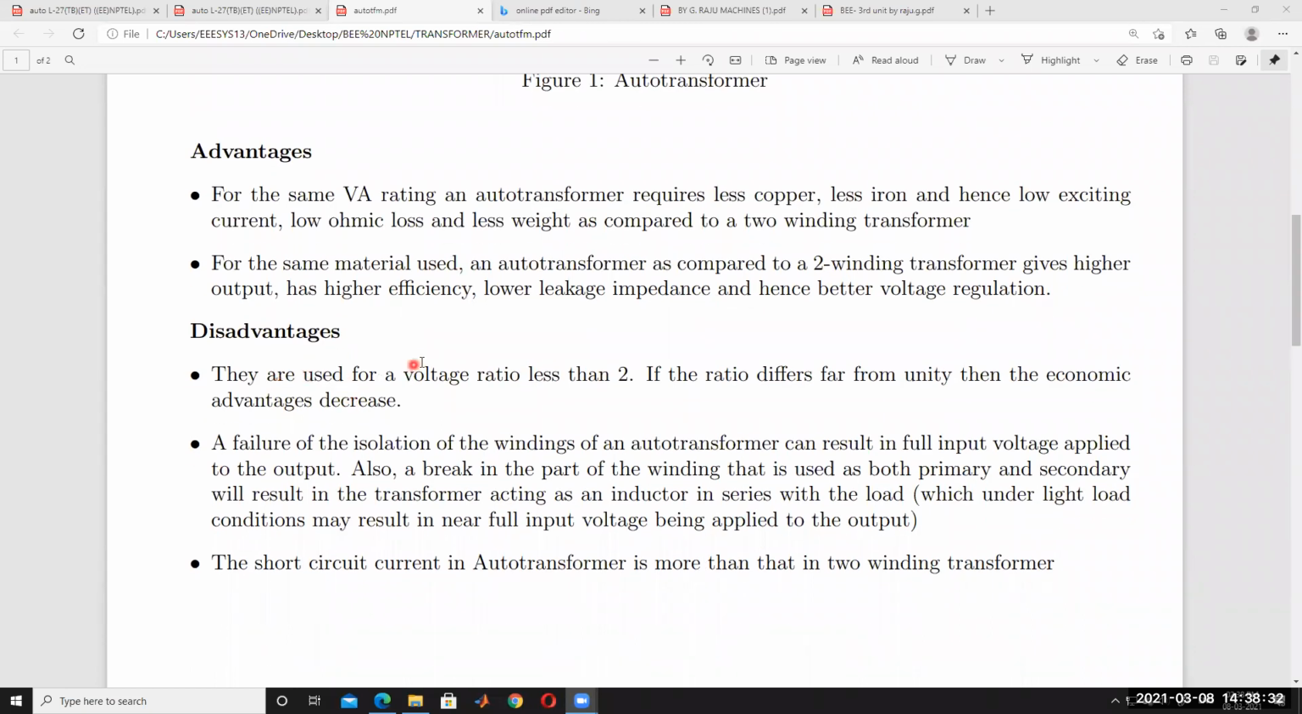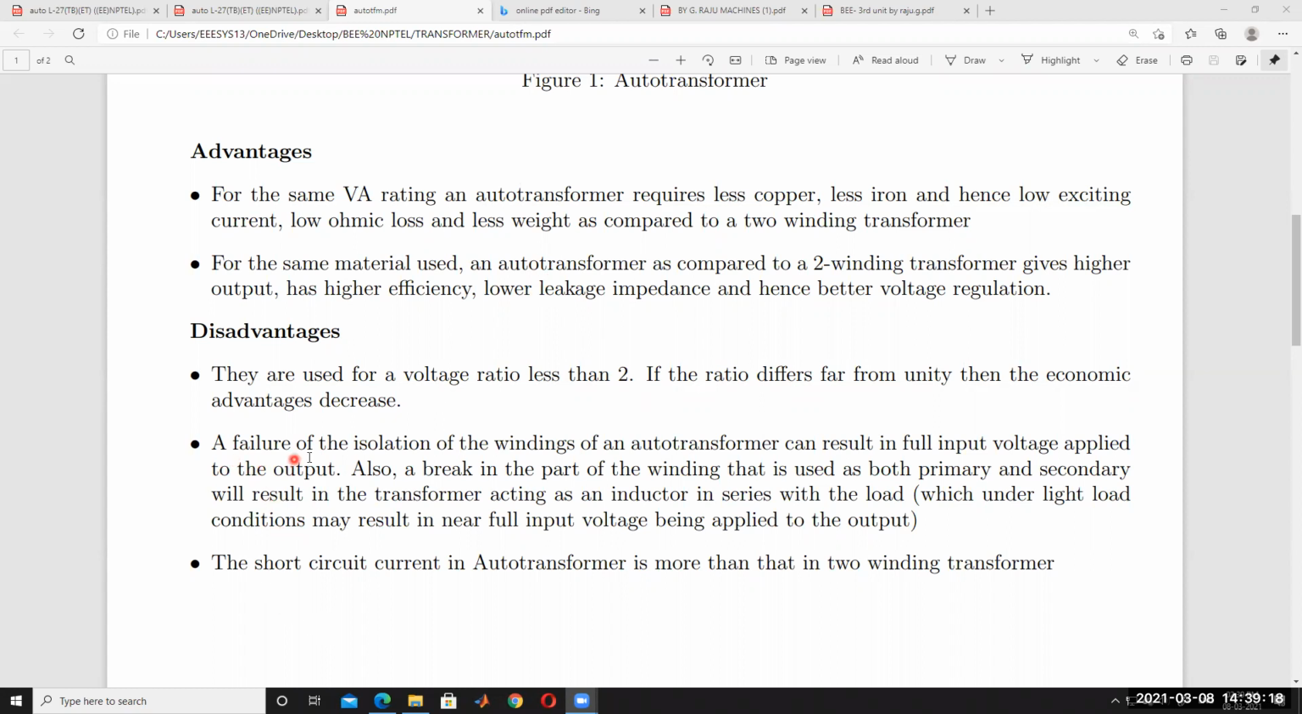But some disadvantages are also there. They are used for voltage ratios less than 2. If the ratio differs far from unity, the economic advantage decreases. Understood? They are used for voltage ratios less than 2 only. So the voltage ratio must be less than 2. If the ratio differs far from unity, then the economic advantage decreases.